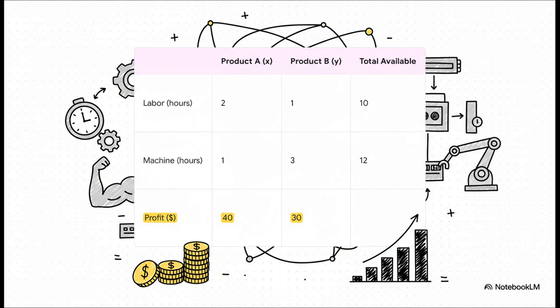Okay, take a look at this table. This right here is our blueprint. It has all the critical information we need. Let's just walk through it. Look at that first row, labor. It's telling us that to make 1 unit of product A, it takes 2 hours of labor. For 1 unit of product B, it only takes 1 hour. And in total for the day, we only have 10 hours available. See? The second row does the exact same thing for machine time. And that last row, that's the money. That's our profit margins. $40 for every A we sell, $30 for every B. Every single number on this table is about to go into our model.